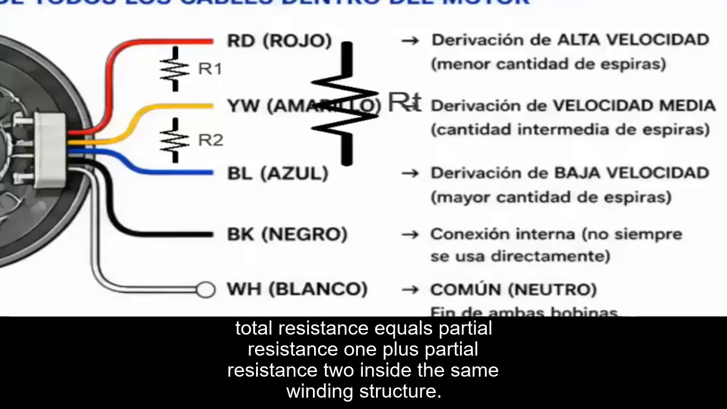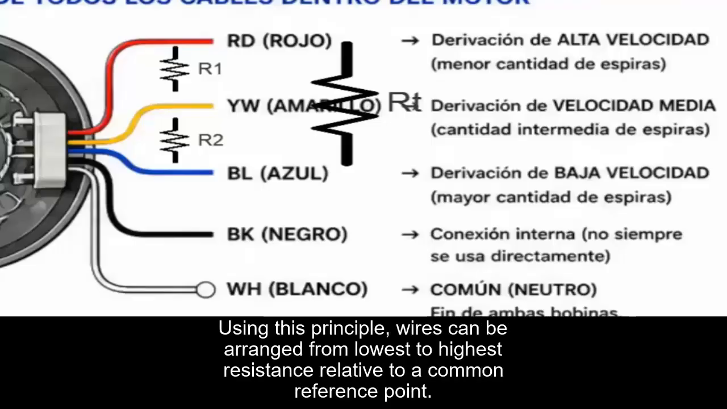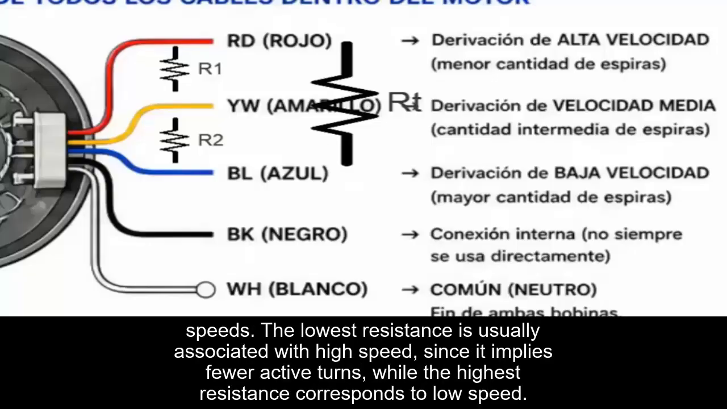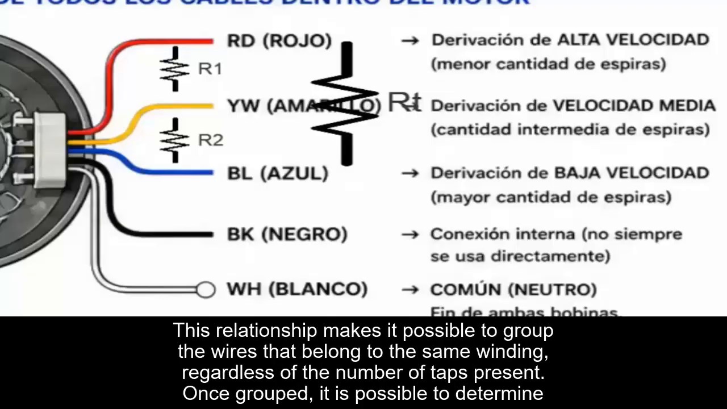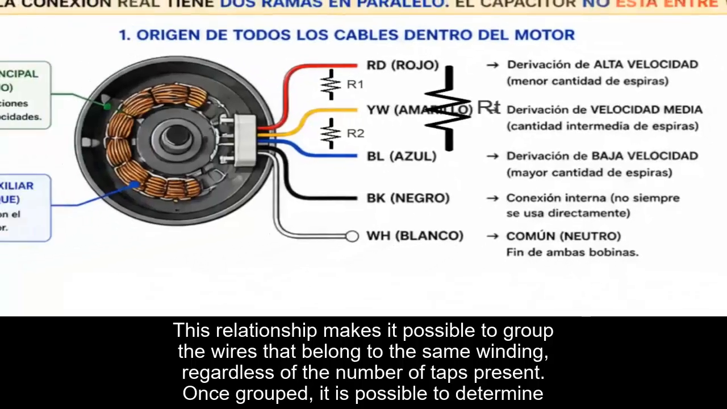By applying this principle, it is possible to arrange the wires from lowest to highest resistance with respect to a common point, which generally corresponds to the motor speeds. The lowest resistance is usually associated with high speed, since it implies fewer active turns, while the highest resistance corresponds to low speed. This relationship makes it possible to group the wires that belong to the same winding, no matter how many taps are present.